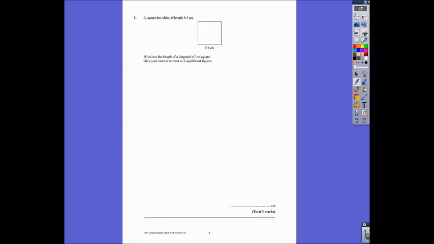Question 3. A square has side length 8.4 centimetres. Work out the length of the diagonal of the square. Well, the diagonal of the square is that distance there. And if it's a square, we know that that's a right angle, which means we can use Pythagoras because we've got a right angled triangle. And if that's a square, then it's 8.4 and 8.4.